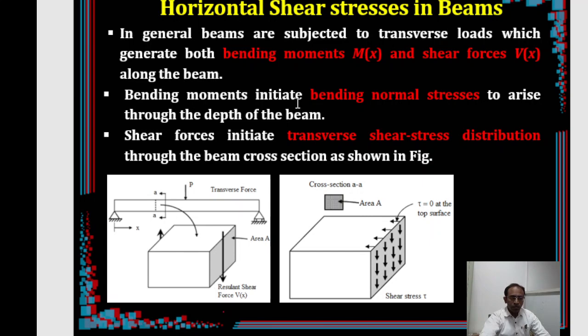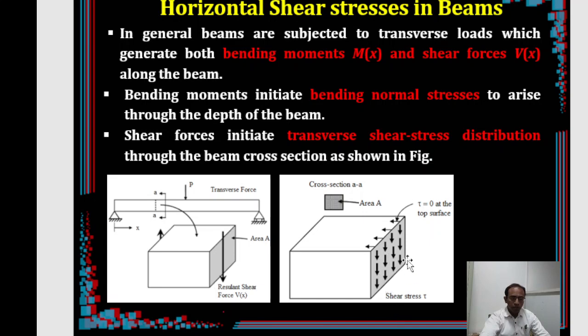Now the bending moment will result in the development of bending stresses, which we have studied in the previous chapter on pure bending. Then what about the shear force? The shear force, if you take it alone, results in shear stress development, right? The transverse shear force acting in the vertical line causes shear stress.